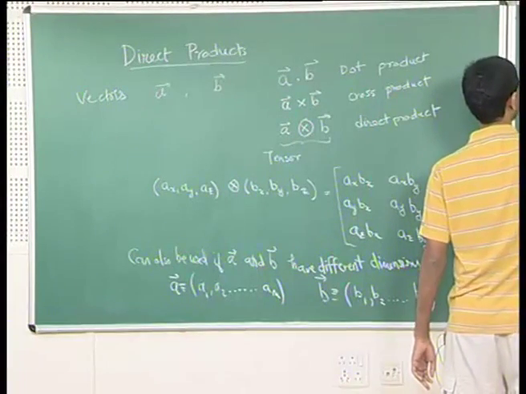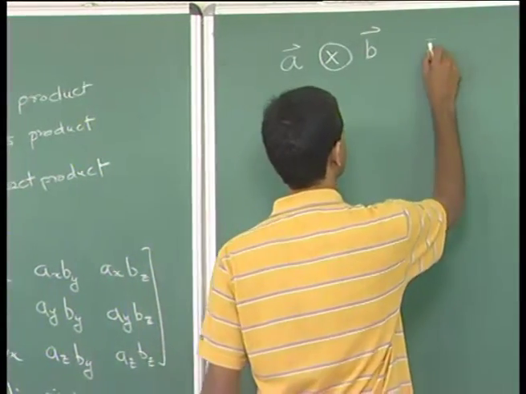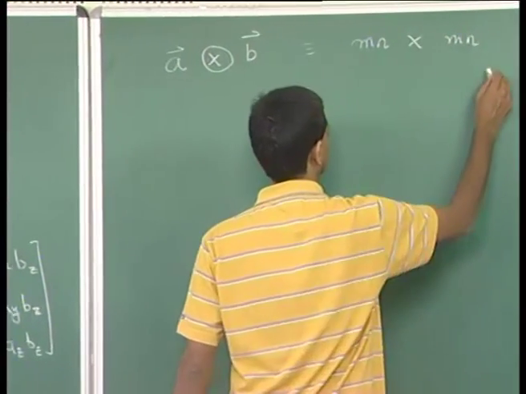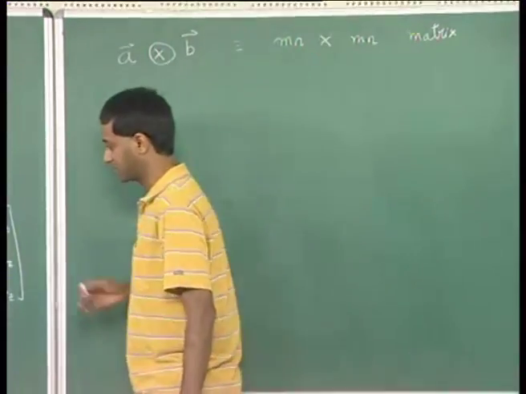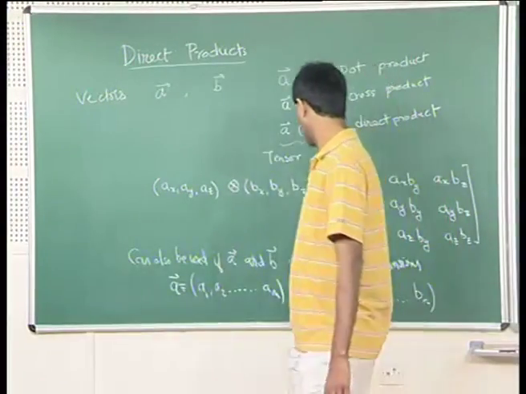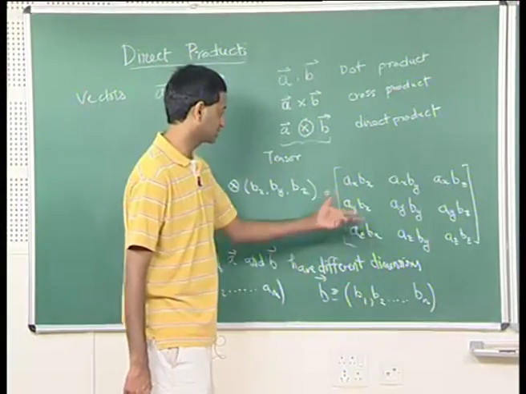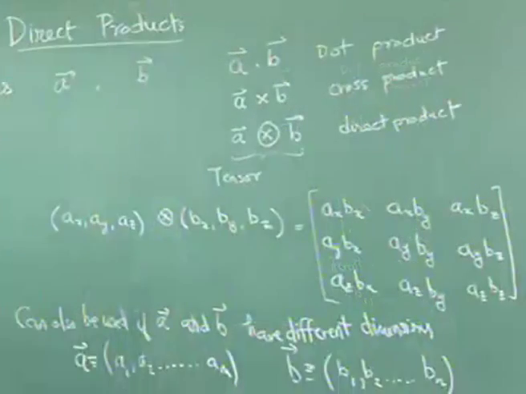Then A direct product with B is an mn by mn matrix. You represent it by an mn by mn matrix, because there are mn different products, and you can take them in any order. So this notion of direct products is something that we will use very shortly.